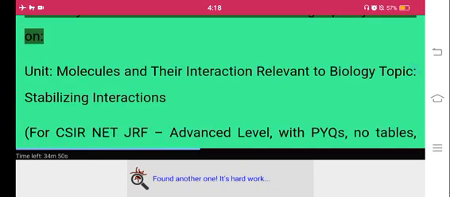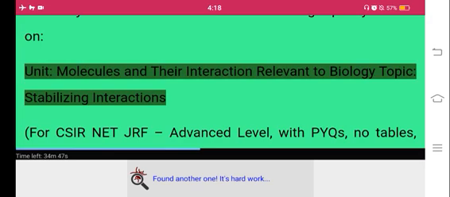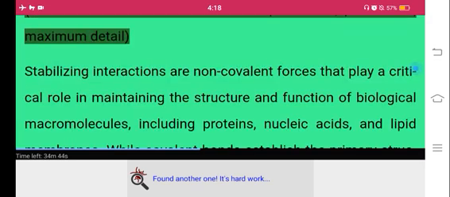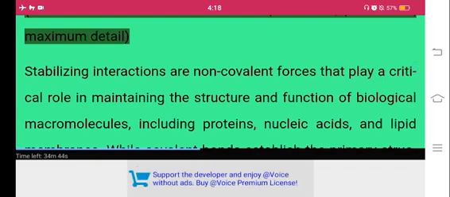Here is your CSIR NET JRF Life Sciences high quality lecture on the unit Molecules and their Interaction Relevant to Biology. Topic: stabilizing interactions. For CSIR NET JRF, advanced level with PYQs, no tables, maximum detail.